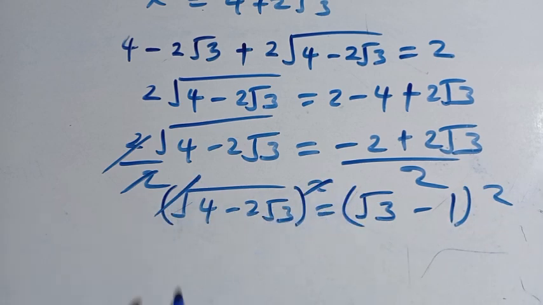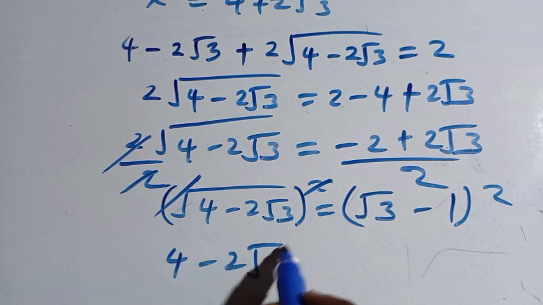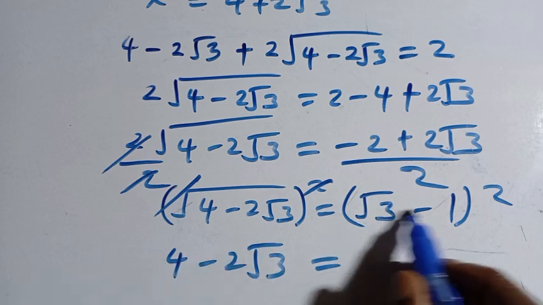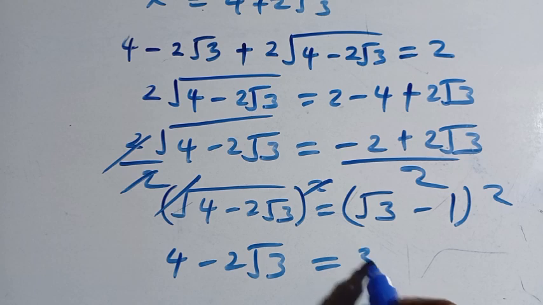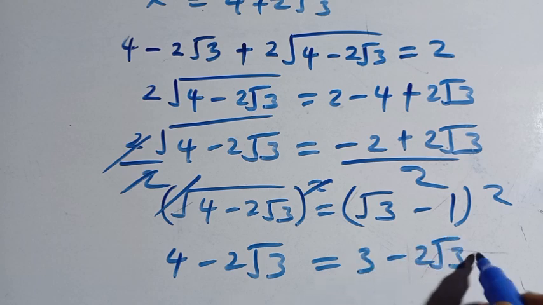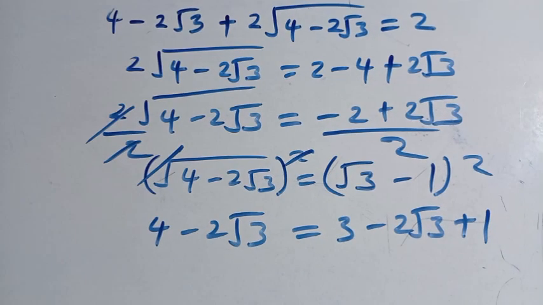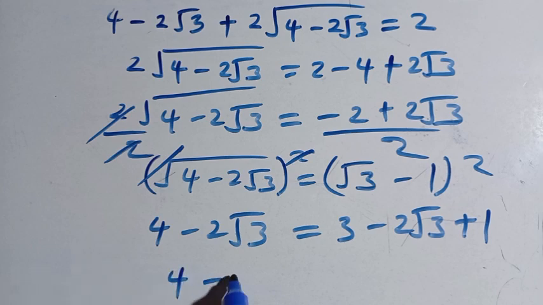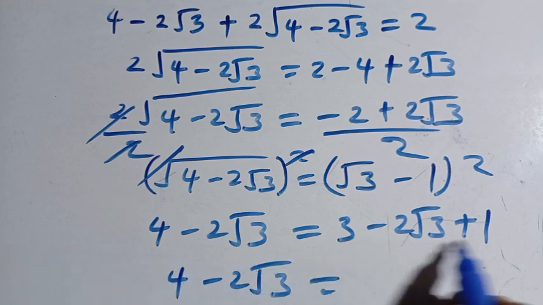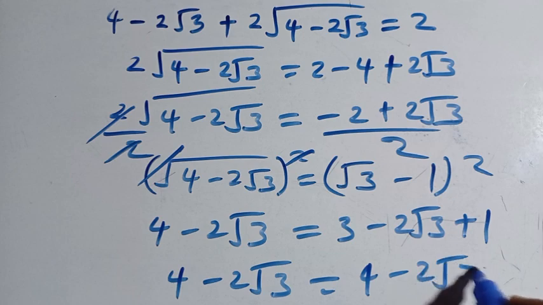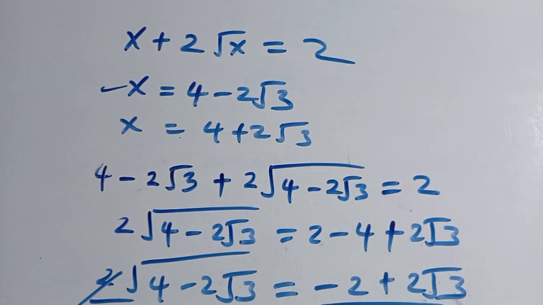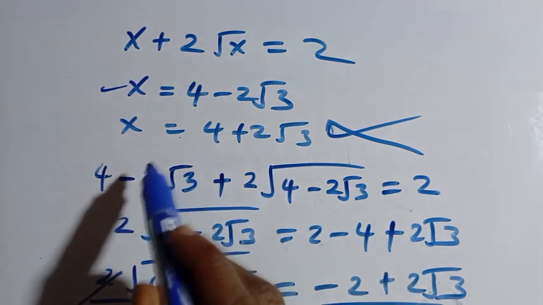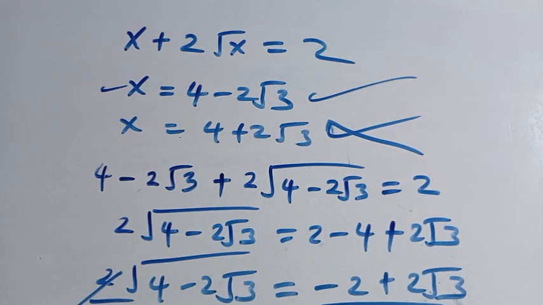So this cancels this, and we have 4 minus 2 root 3 equals, so when we multiply this out, we are going to get 3 minus 2 root 3 plus 1. And we can conclude that 4 minus 2 root 3 equals 3 plus 1, that is 4 minus 2 root 3. So this is equal when we check at x equals 4 minus 2 root 3. But let's try the second one. So this is not going to satisfy this. So the only answer we need here is this, because it's the only one that satisfies these equations.